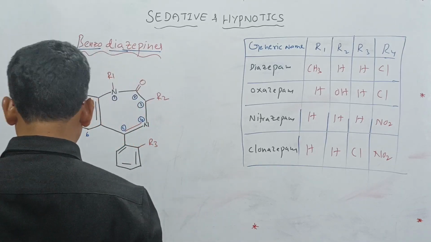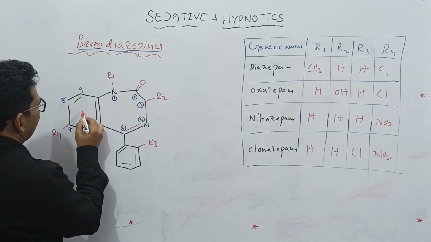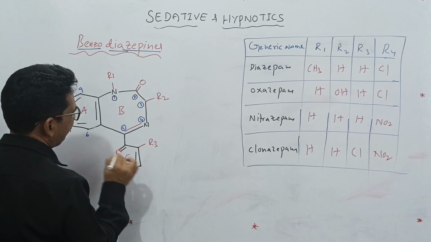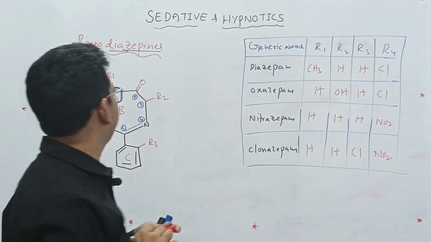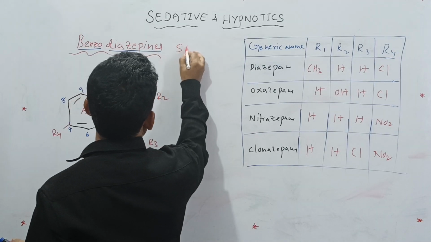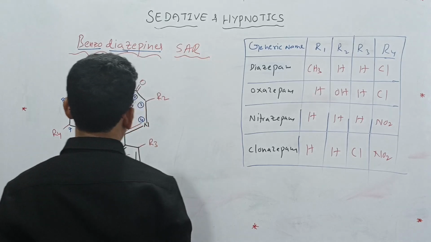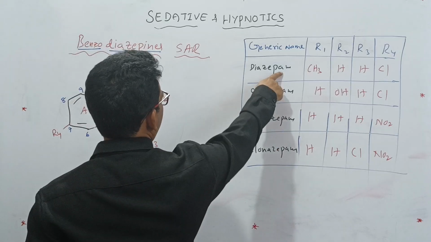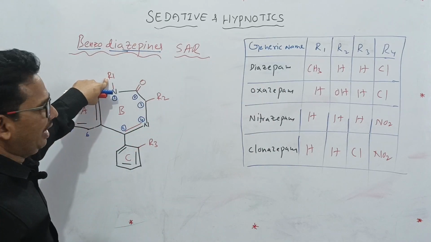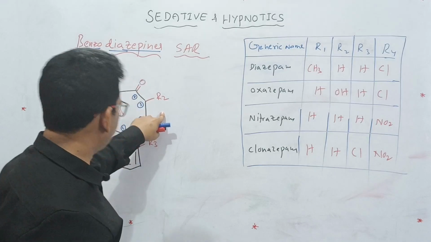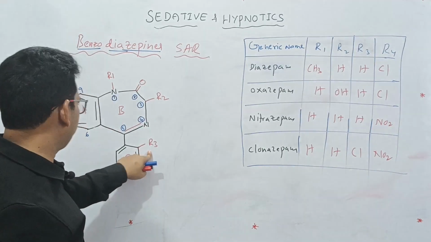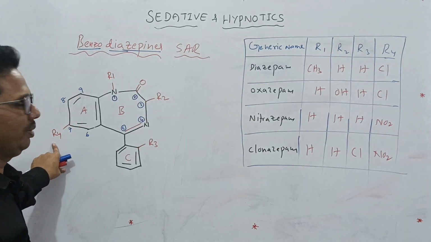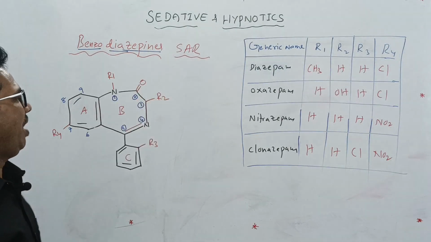Then see, now I will be designating this one. This is ring A, this is ring B, this is ring C, for discussing the SAR of this benzodiazepine. See here in this case, diazepam. R1 will be the methyl group, R2 no substitution, R3 no substitution, R4 there is a substitution at the 7th place. R4 means chloro, that is called diazepam.